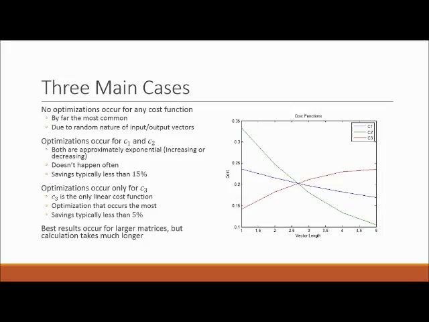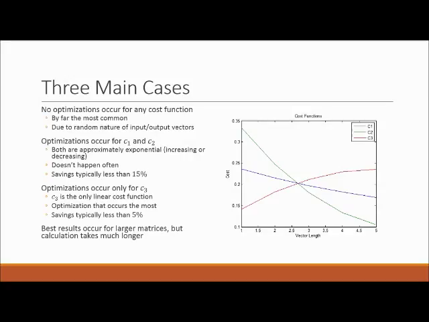So I found that there are 3 main cases of outputs. The first and most common is that no optimizations occur for any cost function. And this makes sense because the inputs are random. So you can't always reduce the initial equation that was provided by the authors.